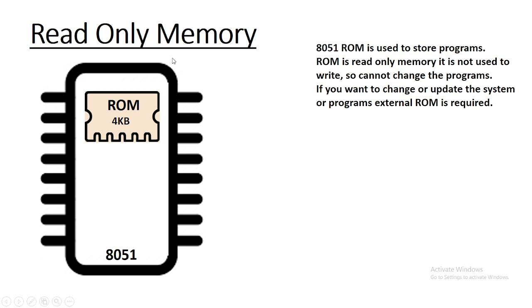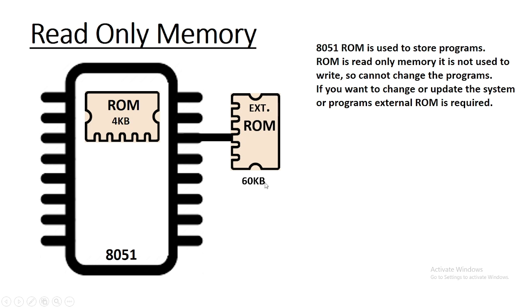The situation arises when internal ROM is not enough to store your program. In that case you need to interface external ROM. The external ROM is of 60 KB. Because 4 KB is available internally, the total memory which can be accessed by 8051 is 64 KB. But 4 KB is internally present, so up to 60 KB external ROM can be connected. So this external ROM works in conjunction with internal ROM.